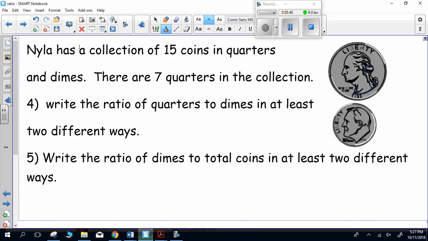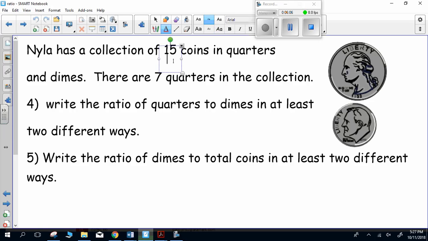Okay, so Nyla has a collection of 15 coins in quarters and dimes. There are 7 quarters in the collection. Write a ratio of quarters to dimes in at least 2 different ways. So Nyla's got 15 coins. So 15 coins, that is going to be my whole. And 7 quarters, that's the part.